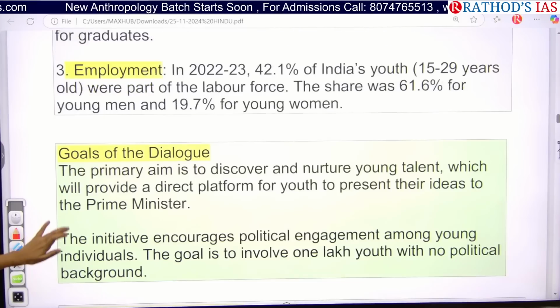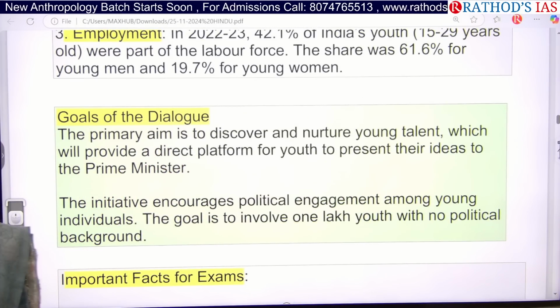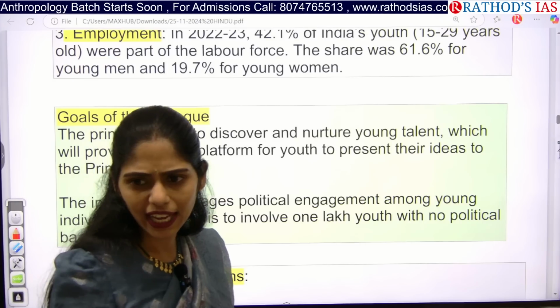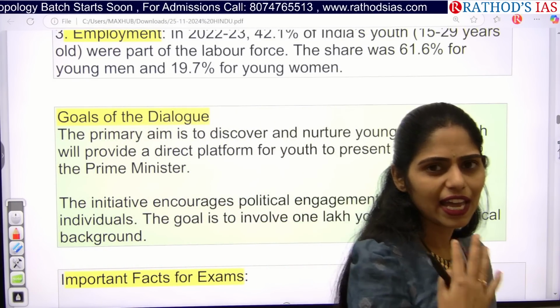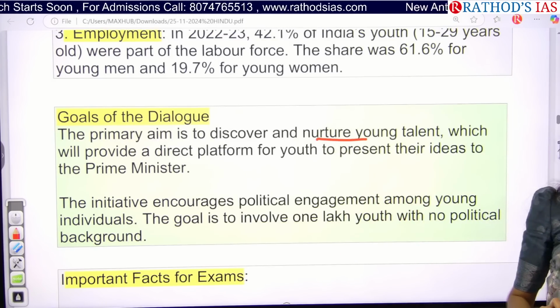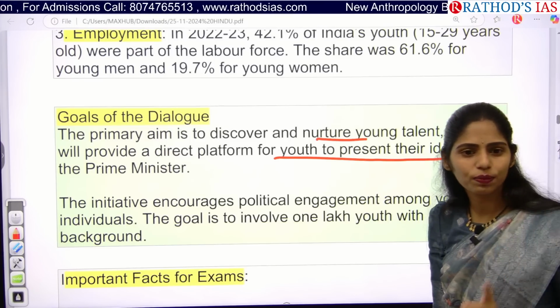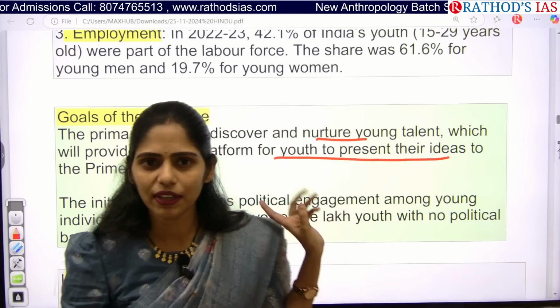So what are the goals of this dialogue? The first important aim is to discover and nurture young talent. Why should we waste this young talent? So we have to nurture it as much as possible. We have to use it as much as possible. And we have to provide a direct platform for youth to present their ideas directly to the Prime Minister. This is one important aim.